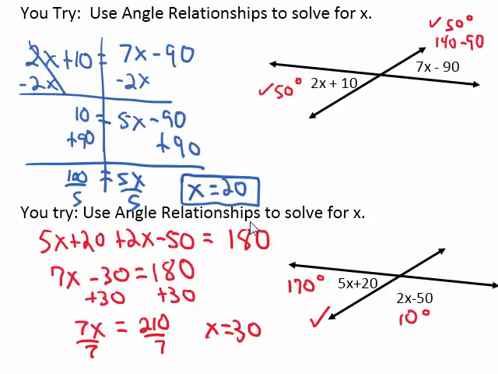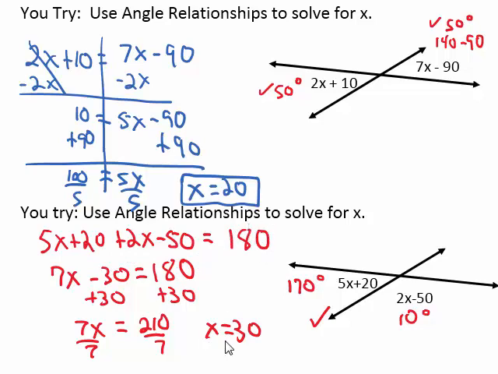So for the first problem, I noticed they were vertical angles, so I set the two equal to each other and solved and got x equals 20. And I checked that and found out that that made both of the angles equal to 50, so it actually worked. And for the bottom one, I found out that the two angles together were a linear pair, so they added together to equal 180 degrees.